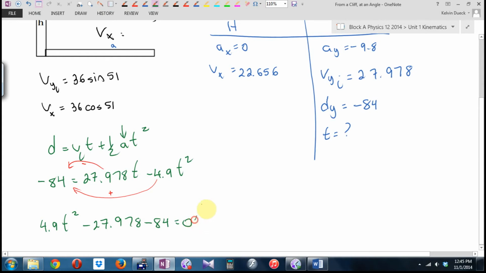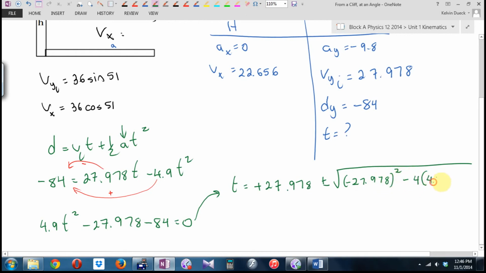What is the quadratic formula? Now, I'm going to do this the long way. If you have a quadratic solver, go right ahead. I don't care. I'm good with that. But it's going to be t equals negative b, which is going to be positive 27.978, plus or minus the square root of negative 27.978 squared minus 4 times a times c, all over 2a.